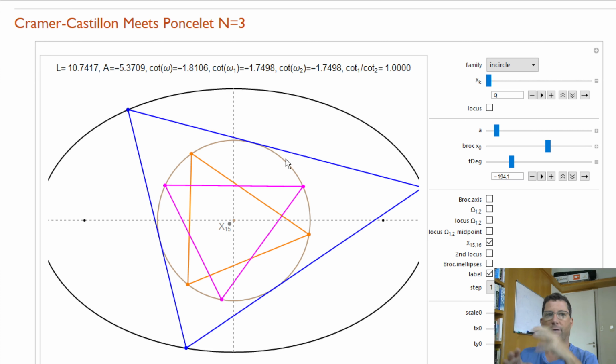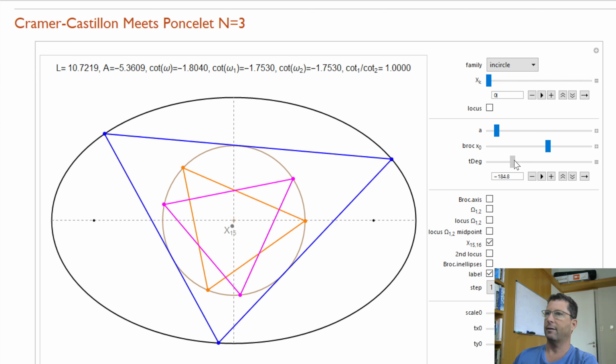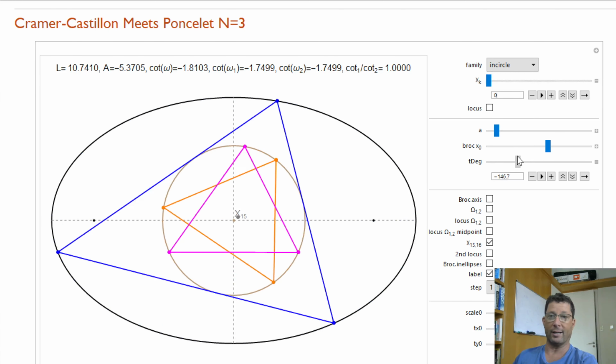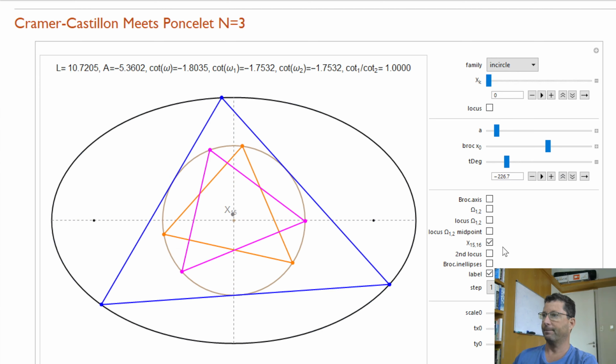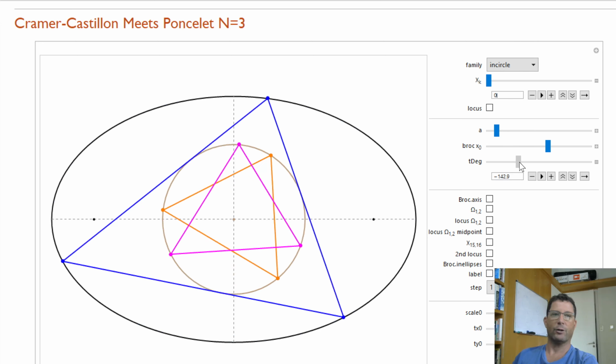So I want to ask the following question. Given the 3 vertices of this Poncelet family, 1, 2, 3, and I can move this family around, what are the solutions to the Cramer-Castillon problem using the caustic as the circle? Okay, let me turn off a few more things so I can better explain this. So is this clear?